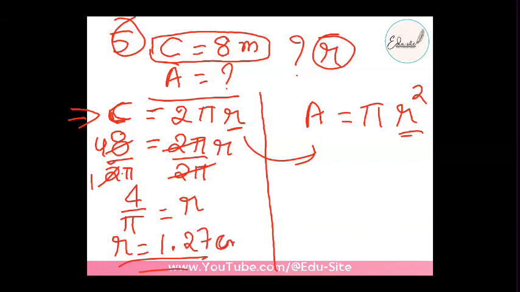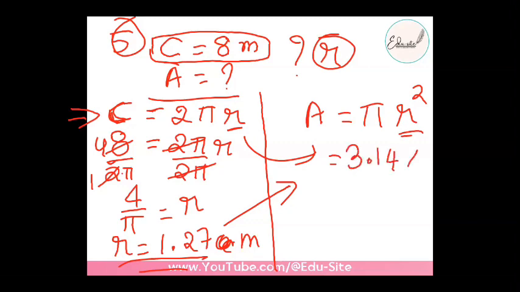Is it meter or centimeter? It's just the meter, right? So Aisha, what you're going to do now is apply the radius in the area formula. That's all, beta. As simple as that. So what you do here is 3.14 times 1.27 squared. MashaAllah, very good. So please tell me the answer.